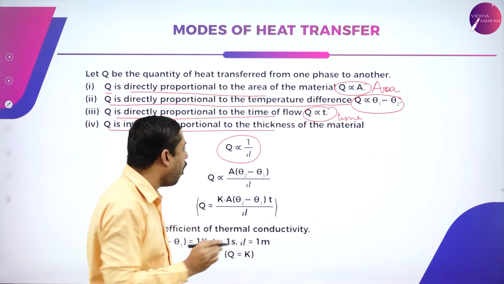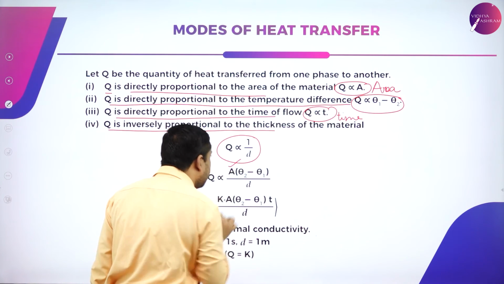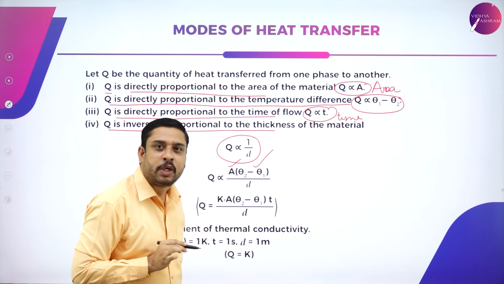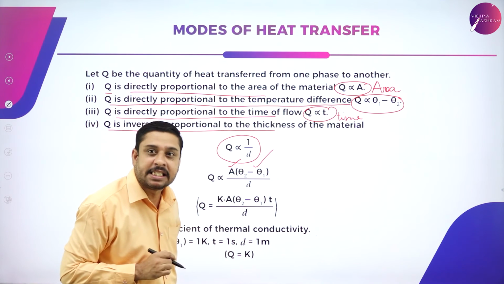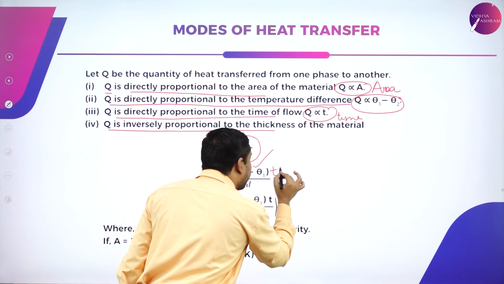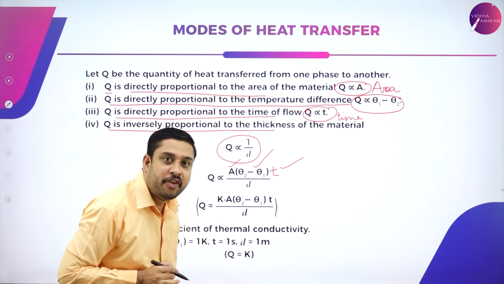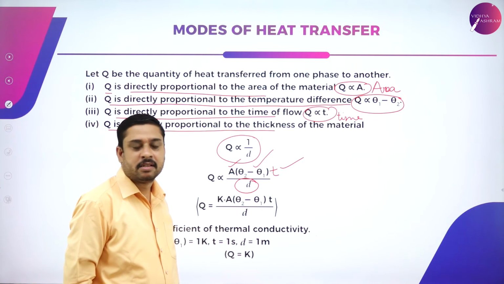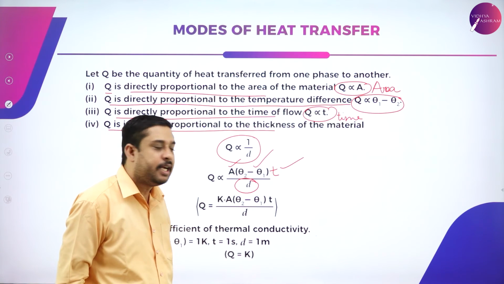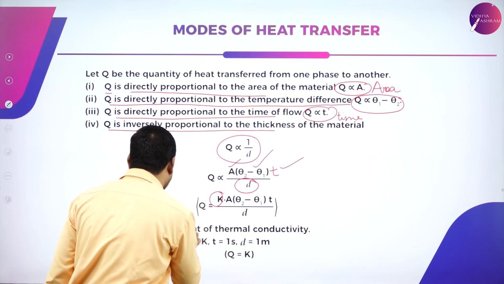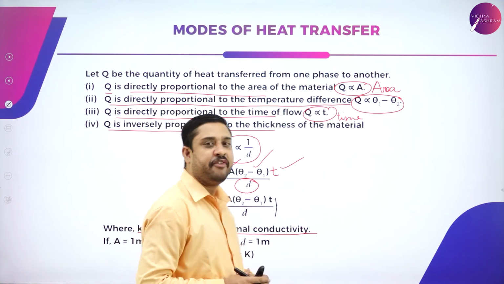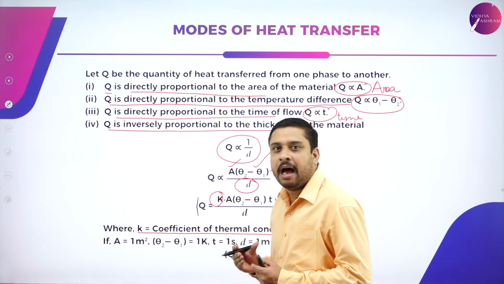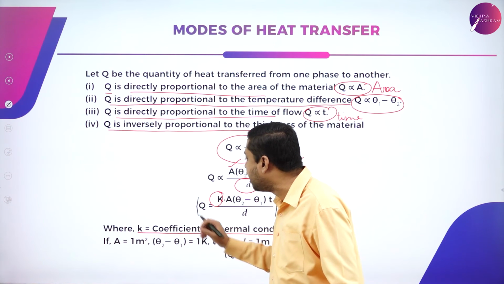Now putting it in equation form, Q is directly proportional to area. Q directly proportional to temperature difference, theta 2 minus theta 1. Q directly proportional to t, time of flow. Q inversely proportional to D, thickness. Now, how do I eliminate this proportionality? I introduce a constant called K, and this K is called the coefficient of thermal conductivity, a number which describes the flow of heat.